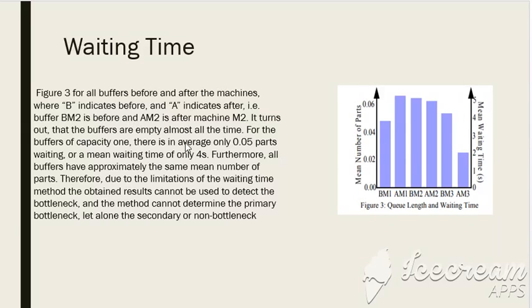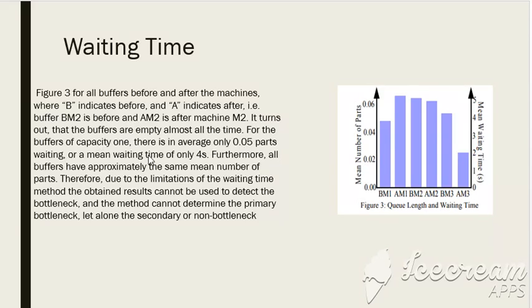Next is the waiting time. The second bottleneck detection method uses the waiting time of parts in the queue to determine the bottleneck. This method looks for the machine where the parts have to wait a long time and defines the bottleneck according to the queue length. In figure 3, for all the buffers before and after the machines, where B indicates before and A indicates after, and BM2 is before and AM2 is after machine M2, it turns out that the buffers are empty almost all the time.